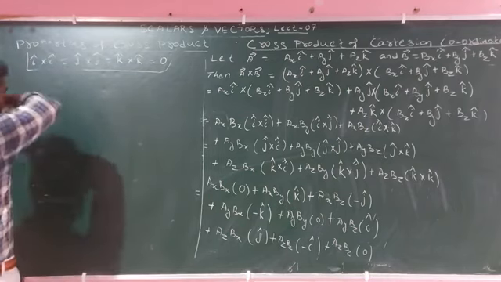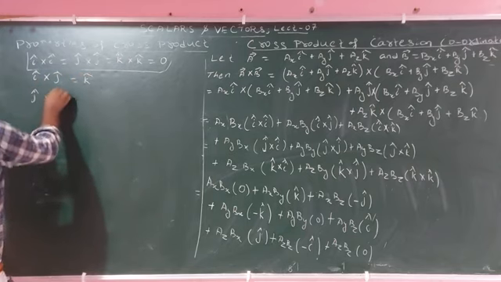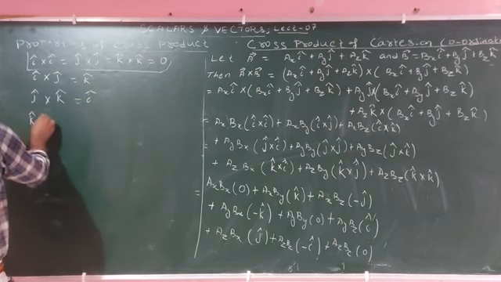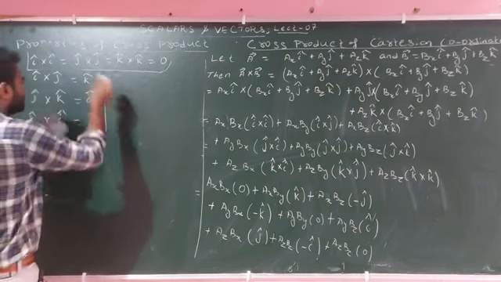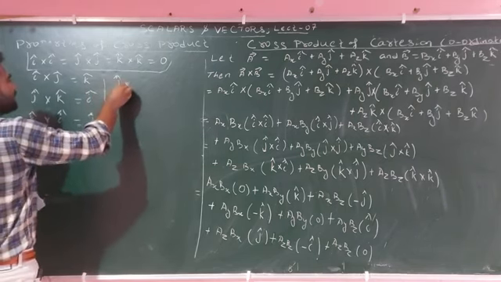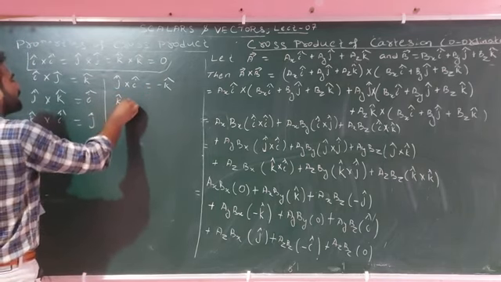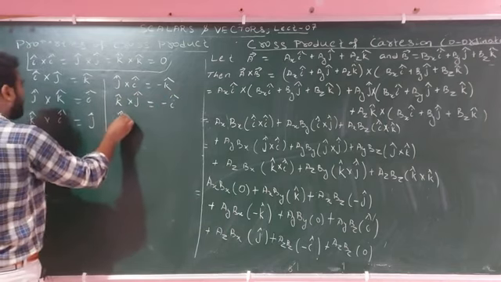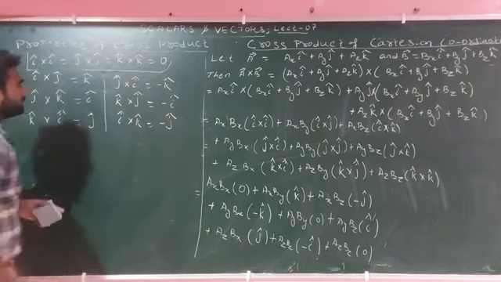i cross j gives k cap. j cross k, cyclic, gives i cap. k cross i, cyclic, gives j cap. Anticyclic, j cross i, opposite, minus k cap. k cross j, anticyclic, minus i cap. i cross k, opposite, minus j cap. These are the orthogonal properties of a unit vector.